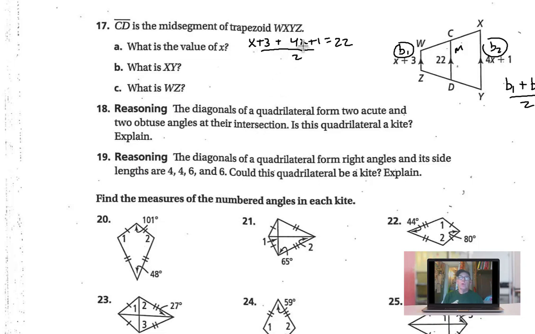Okay, so 5x plus 4 divided by 2 equals 22. So multiply both sides by 2, 5x plus 4 equals 44. Take away 4, you get 40. Divide by 5, x is equal to 8. So the value of x is 8.